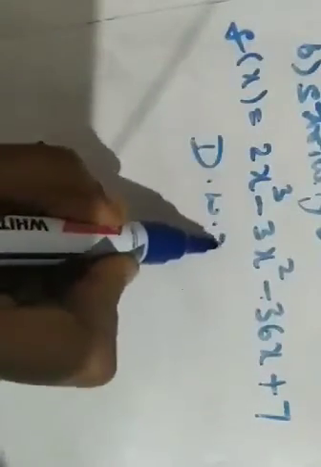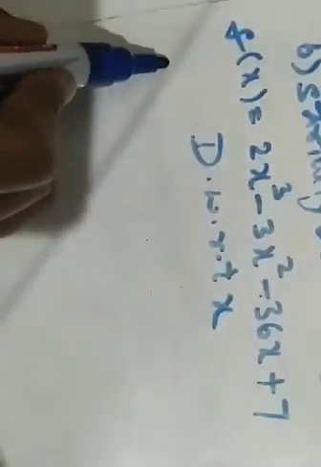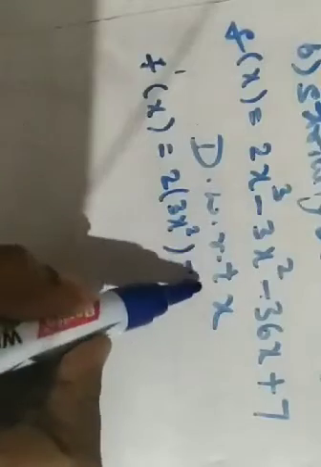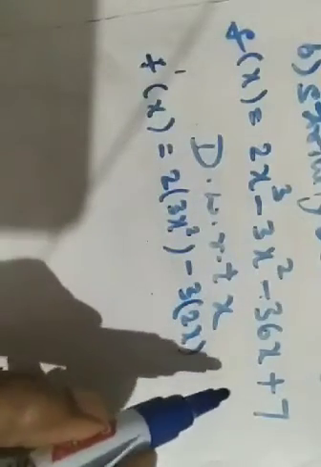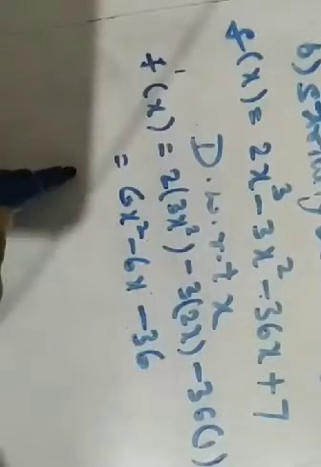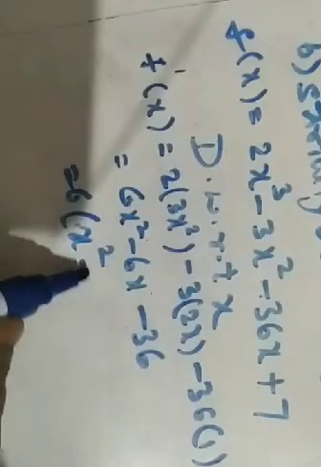Differentiate the function. So consider f of x is equal to 2x cube minus 3x square minus 36x plus 7. You differentiate it with respect to x. It becomes f dash of x is equal to 2 into 3x square minus 3 into 2x minus 36 into 1, which is equal to 6x square minus 6x minus 36. Take out the 6 common: x square minus x minus 6.